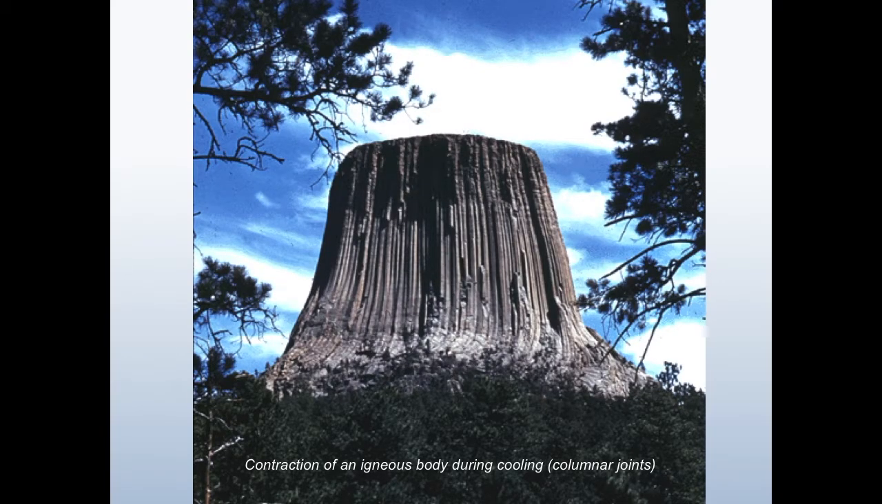Igneous bodies will also have joints, as we said, due to contraction during cooling, and this can happen to a magnificent extent in igneous bodies. These are called columnar joints. This was basically the inside of a volcano, the lava in there that had cooled, and when it cooled, it shrinks, and they form these columns.